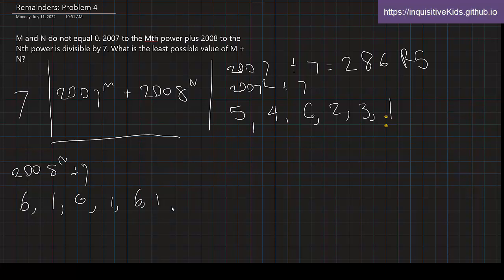Okay, let's go back to the problem for a sec. What is the least possible value of m plus n? And m is the exponent of 2007, n is the exponent of 2008. Since this has to be divisible by 7, the sum of 2007 to the mth power plus 2008 to the nth power has to be divisible by 7, meaning the remainders added together, when divided by 7, have to equal 0.